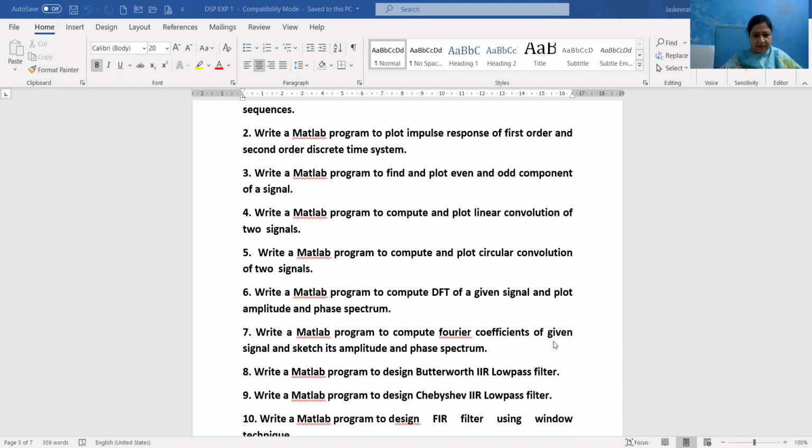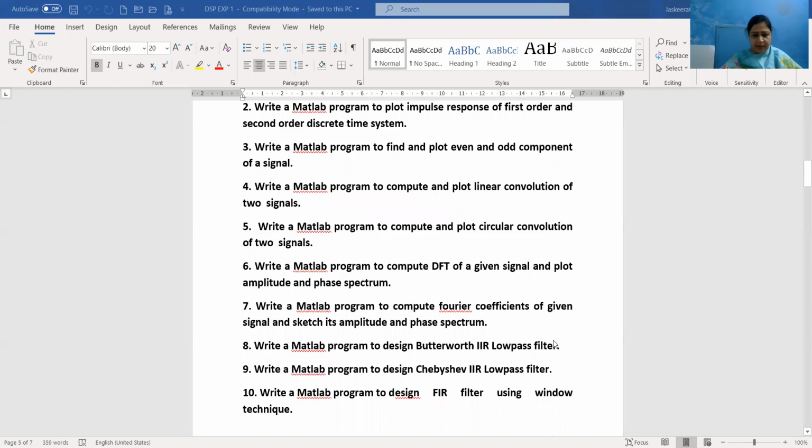Eighth practical will be a MATLAB program to design Butterworth IIR low-pass filter, whereas Chebyshev IIR low-pass filter will be designed in practical 9. And in practical 10, designing of FIR filter using window technique using MATLAB program.